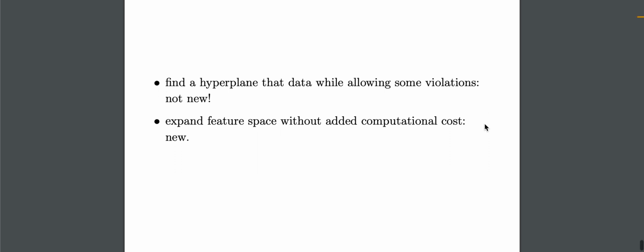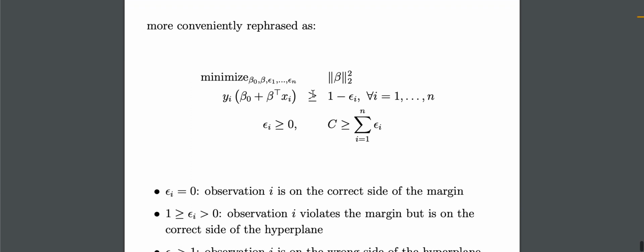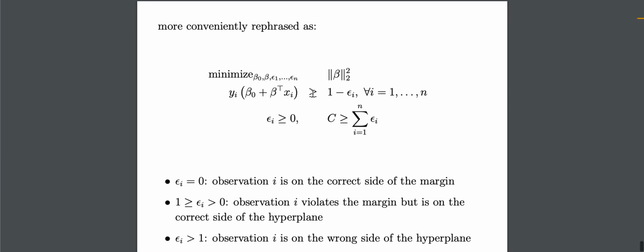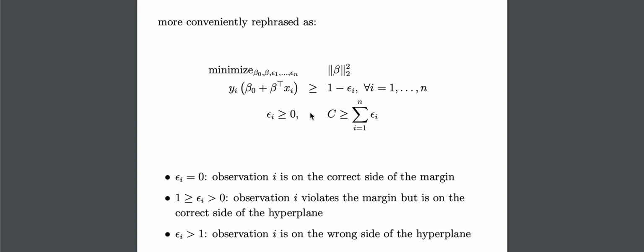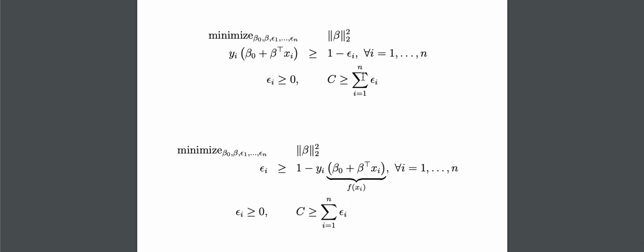So essentially having a hyperplane that allows some violation, that's not new. What is new for support vector machine is expanding the feature space without the added computational cost. That's the new thing. And let's look at this again. This is what the support vector classifier is about, right?